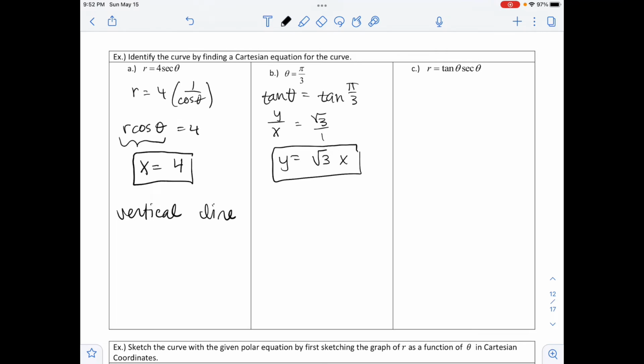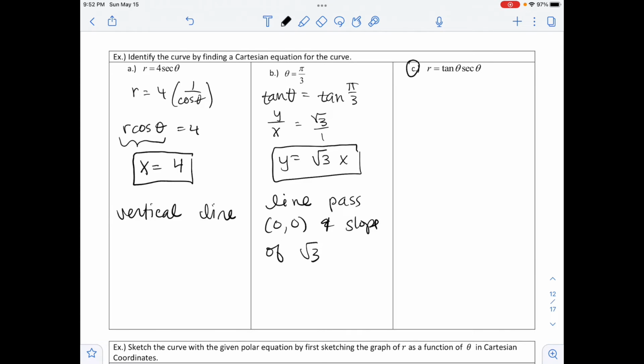And remember, tangent of pi over 3 would be the same as sine of pi over 3 divided by cosine of pi over 3. And so this is a line, and it would pass through (0, 0), and has a slope of the square root of 3.